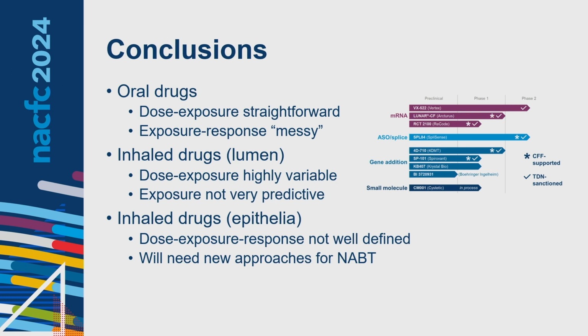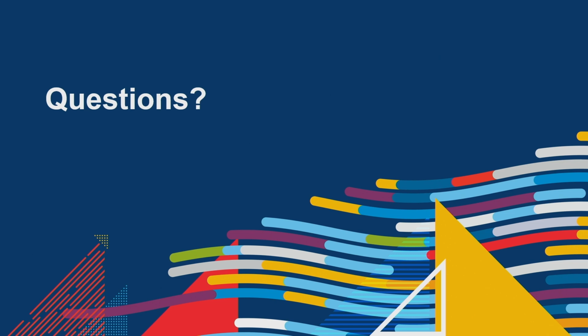So what do we conclude from all this? Well, for oral drugs, the dose exposure at least is pretty straightforward. Exposure response can be a little bit messy. For inhaled drugs that are targeted to the lumen, both dose exposure and exposure response are actually pretty variable, and exposure is not terribly predictive. And then for inhaled drugs targeted to airway epithelia, like what we're hoping to develop for those not responsive to modulators, we just don't know a whole lot at all. And we're probably going to need new approaches for these sorts of therapies that JP will talk about later. And with that, I'll take any questions.